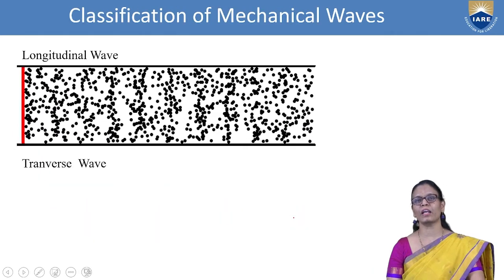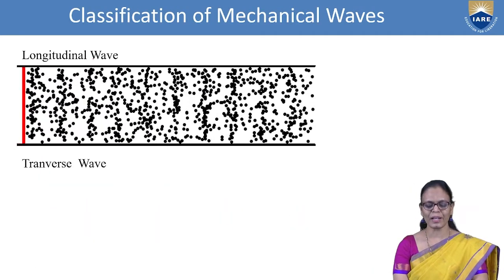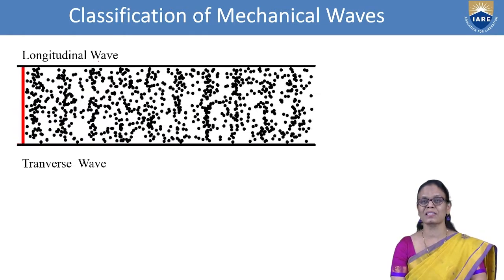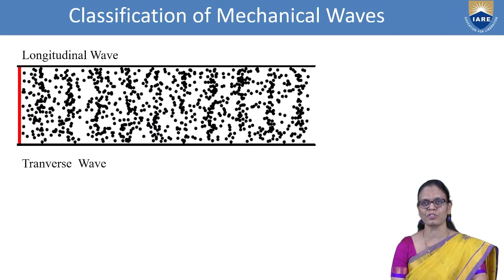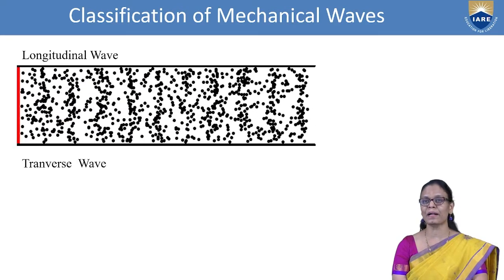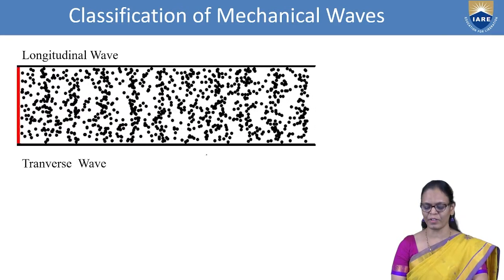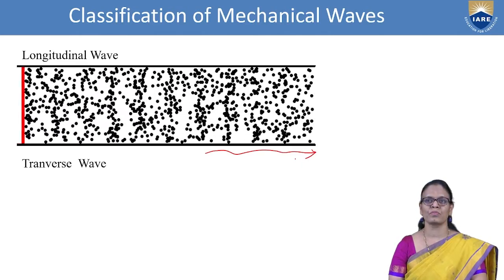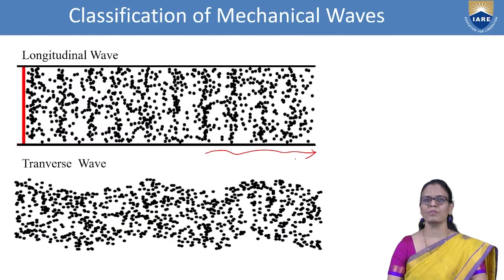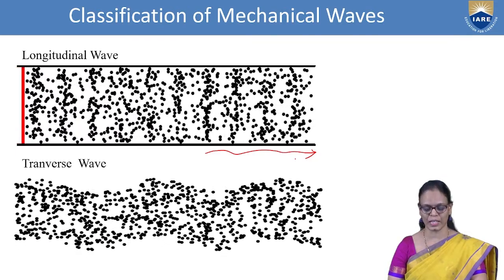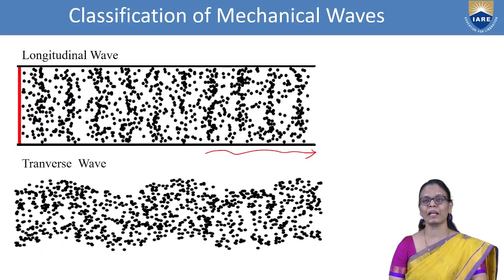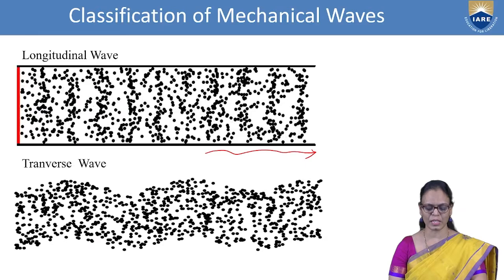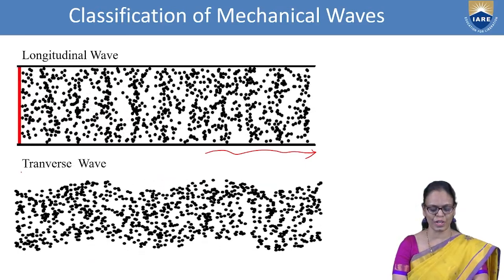Now, if you see the wave as a whole, in a longitudinal wave, the particles vibrate parallel to the direction of motion of the wave, and as the particles vibrate, the wave is propagated forward in the forward direction. Now, for a transverse wave, if you see, the particles vibrate perpendicular. So, this is how a transverse wave looks like.